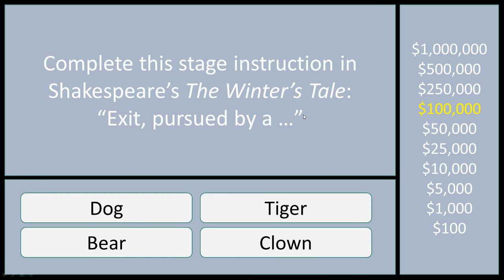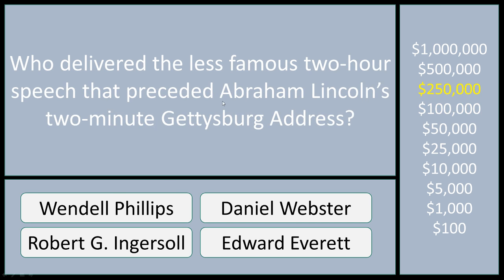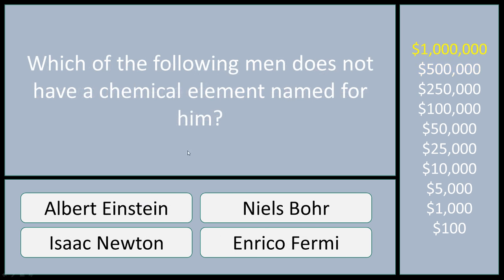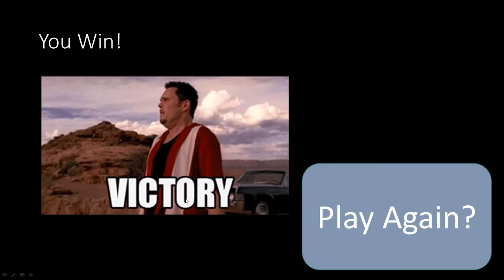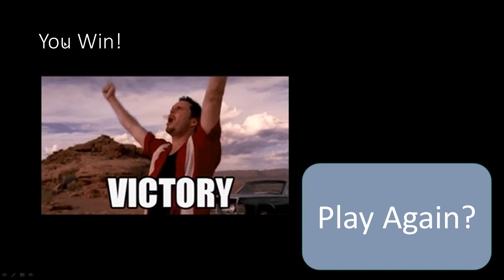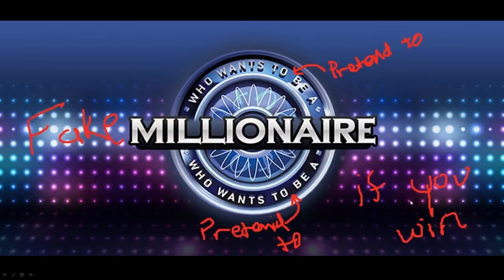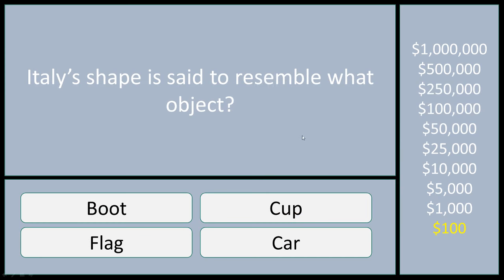You guys get the idea. I'm going to keep going through here. And for $500,000, which insect sorted out an early supercomputer? That would be a moth. And for the $1 million question, which of the following men does not have a chemical named after him? And that would be Sir Isaac Newton. Victory! So I won. Yay, I win. Victory. And a button that takes me back to the beginning slide, so I can play again.